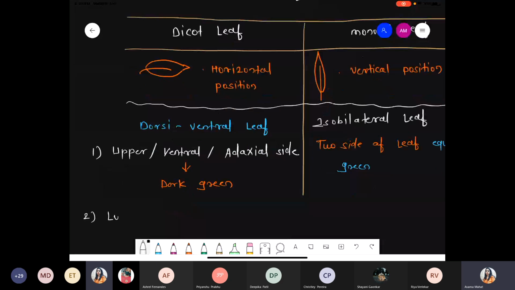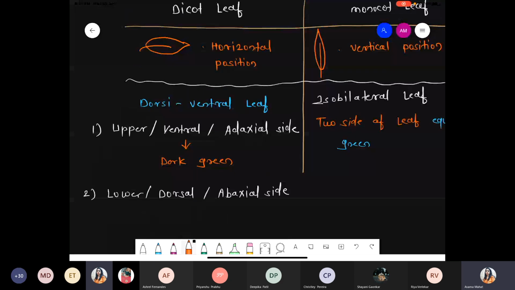The lower side is also called the dorsal side, and another name is the abaxial side. Abaxial. So these are some alternate names. The lower side, or dorsal side, or abaxial side, is basically present in light green color. This kind of variation is present in the dicot. We'll discuss why such a condition is present, because of the presence of some specific type of cell.